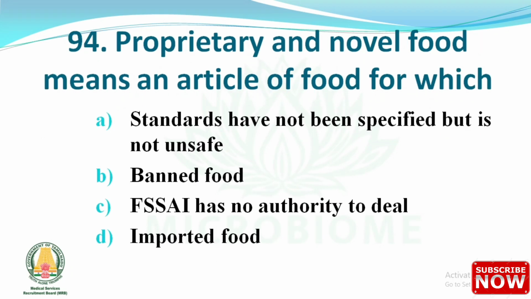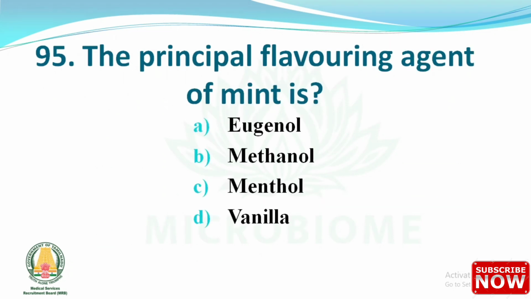And next, proprietary and novel food means an article of food for which, the options: standards have not been specified but is not unsafe, banned food, Food Safety and Standards Authority of India has no authority to deal, imported food. The right answer, option A, standards have not been specified but is not unsafe. And next, the principal flavoring agent of mint is? The options: eugenol, methanol, menthol, vanilla. The right answer, option C, menthol.